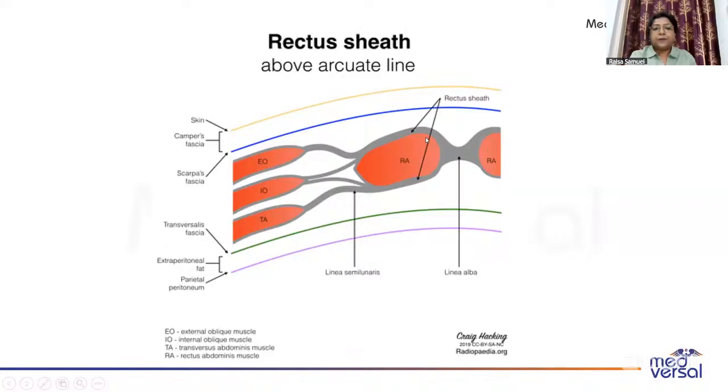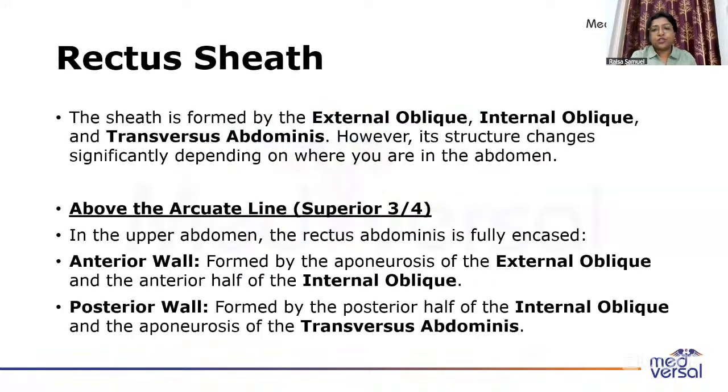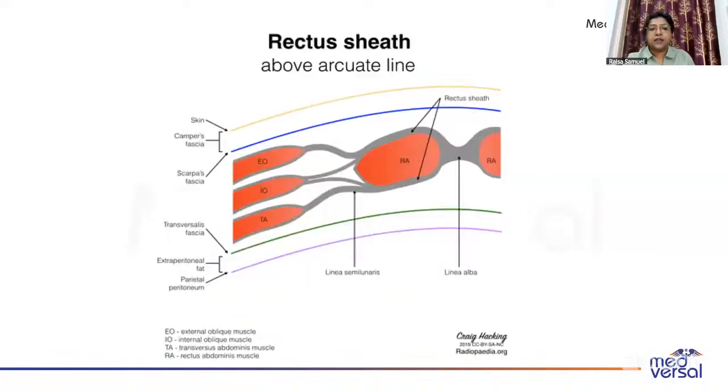And the posterior wall is formed by the posterior half of the internal oblique and the aponeurosis of the transversus abdominis. This is the transversus abdominis. So this is the skin, the Camper's fascia. This is the Scarpa's fascia. You can see the thin membranous layer. Then we are talking about the rectus sheath. The anterior wall is formed by the external oblique and part of the internal oblique, and the posterior wall is formed by part of the internal oblique and the transversus abdominis. So it is fully encased above the arcuate line.